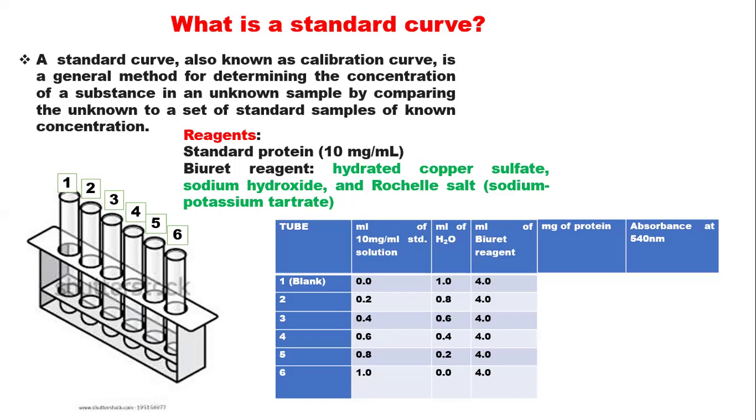Okay, so the last tube will have 1 mL of standard protein, 0 mL of water, and 4 mL of biuret reagent. In each case, if you calculate, the total volume is 5 mL.